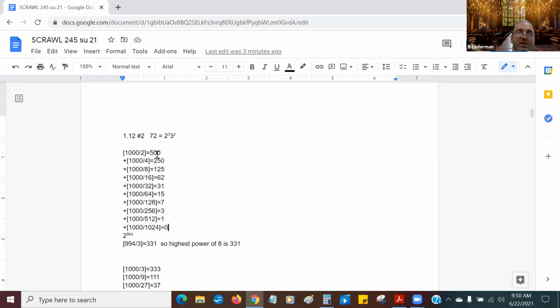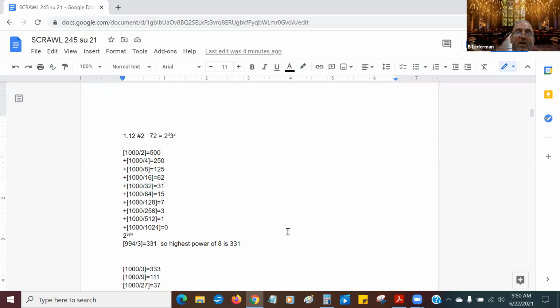So if you add up all these numbers, 500, 250, 125, 62, 31, 15, 7, 3, 1, you get 994. So 2 to the 994 is a factor of 1,000 factorial, but I need 2 to the third. How many 8s are there? Well, I have to take 994 and divide it by 3, because 8 is 2 to the third power, and that's 331. So the highest power of 8 that goes into 1,000 factorial is 331.